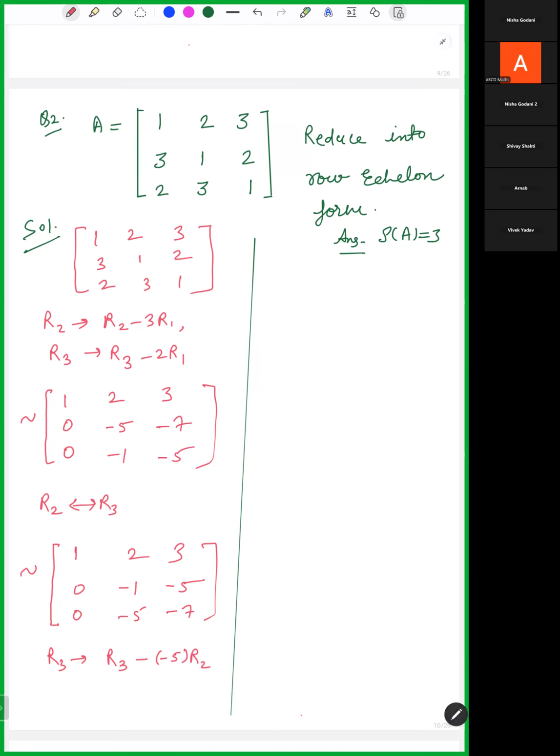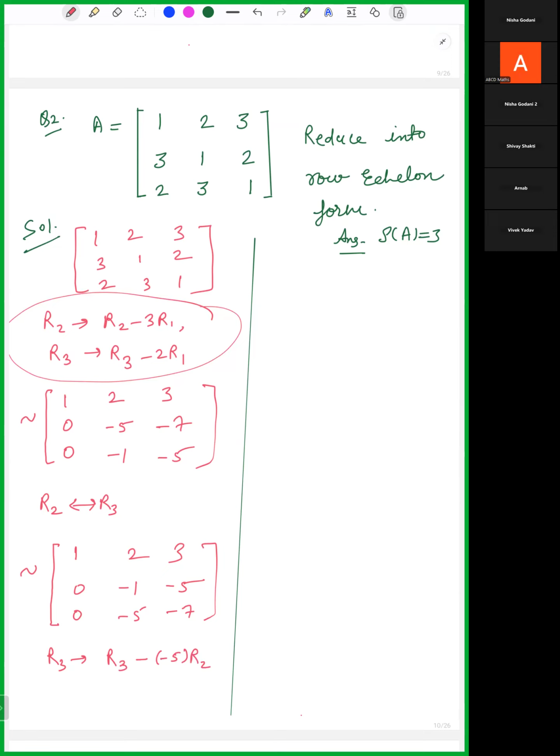Are we allowed to interchange rows? Yes, this is an elementary operation. I discussed three operations: multiplication by a non-zero number, interchange of two rows, and the operation like this that we have done here, addition of a multiple of a row into another row. So you can do that whenever it is required.